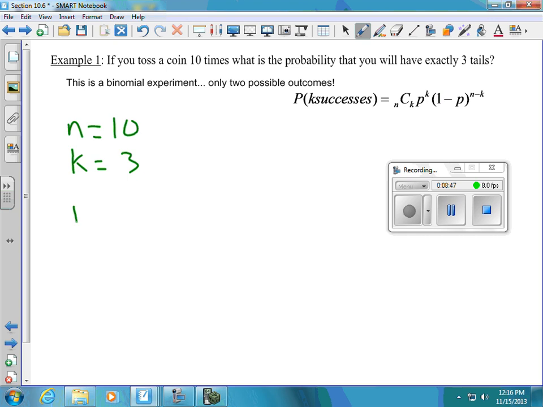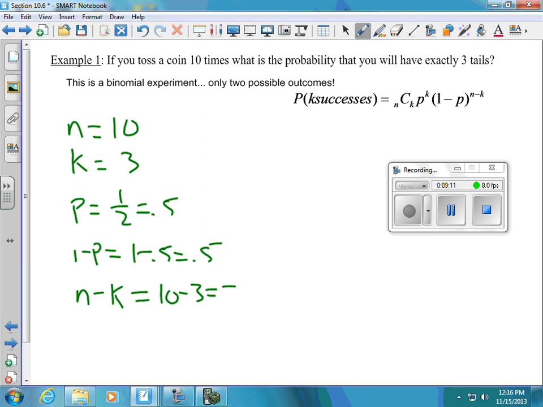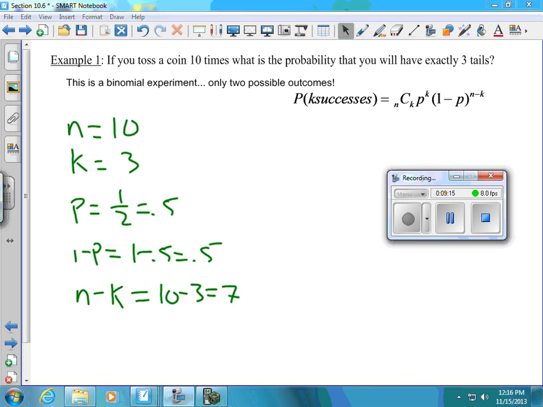The probability of getting a tail is 1 out of 2, or 0.5. The probability of failure, or 1 minus P, is 1 minus 0.5, or 0.5. So that's really the only time that the failure and success rates are going to be the same, if they're both 0.5. And then our number of failures is 10 minus 3, or 7. All I'm going to do is plug these numbers into this formula.